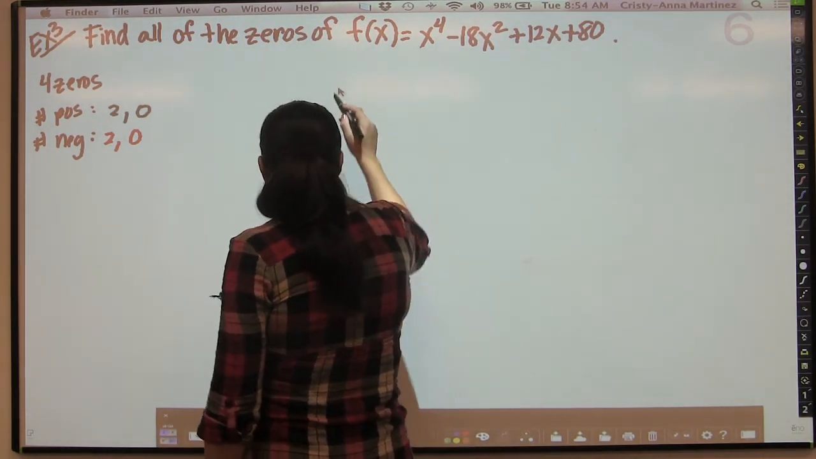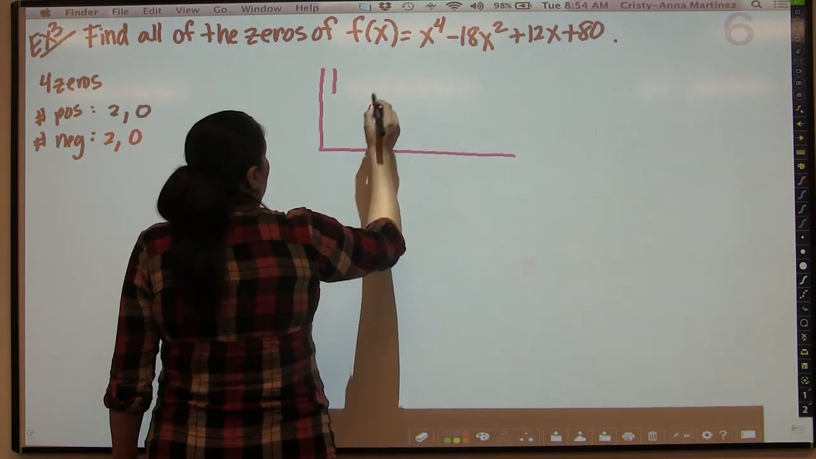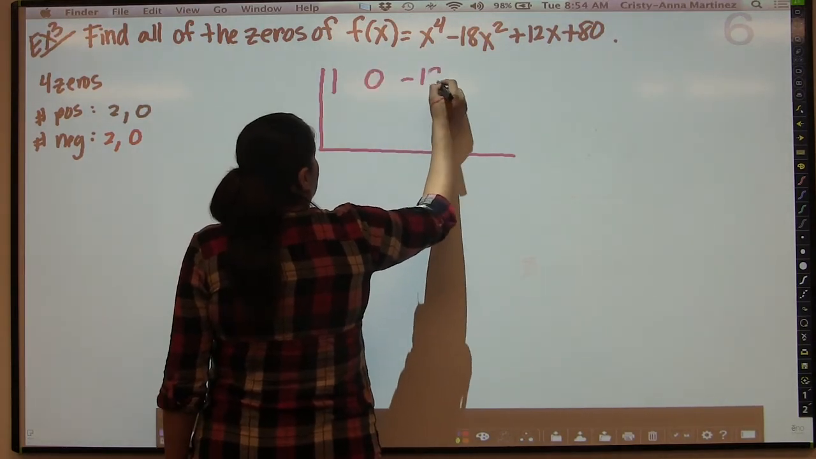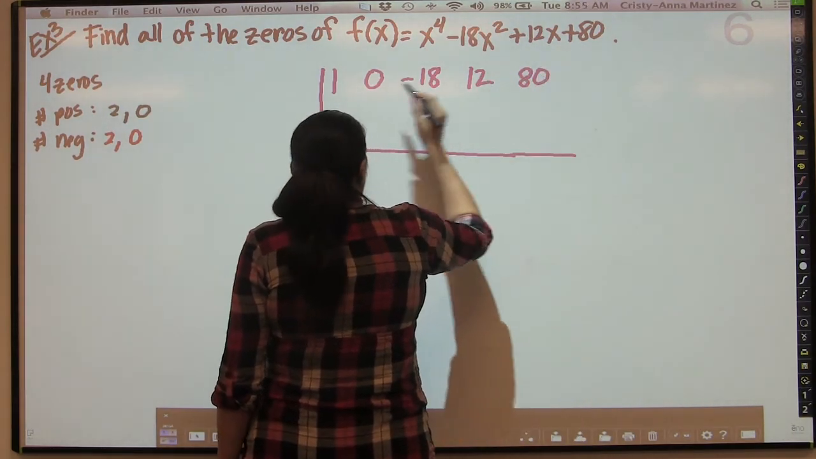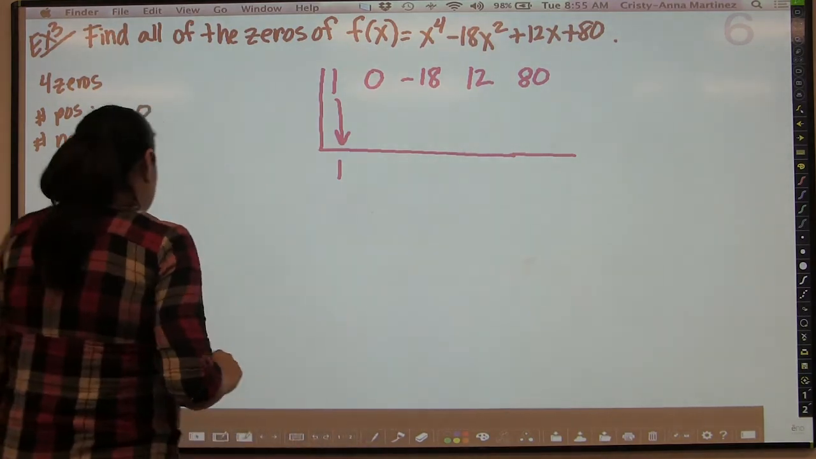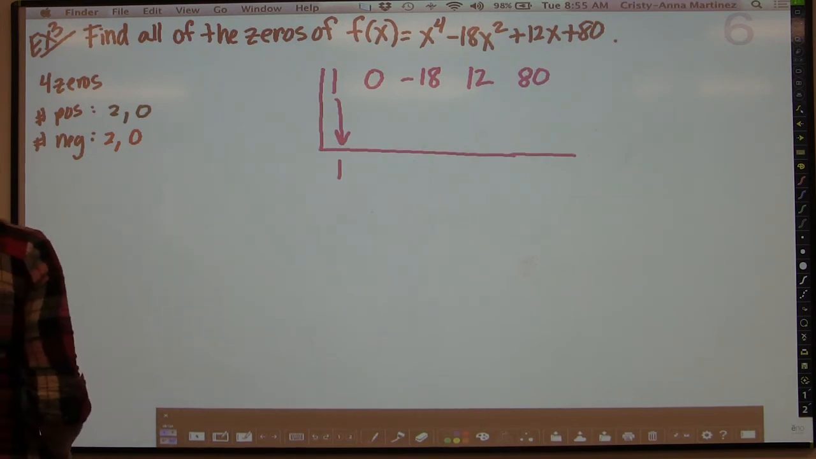Now remember that we're looking for solutions. So with synthetic division, you can find 1x to the 4th, 0x cubed, negative 18x squared, 12x, 80. We're looking for a 0 remainder, okay? So I am going to try... now trust me, in the next lesson we're going to have a better way of finding some of these zeros, but right now we kind of just have to guess.